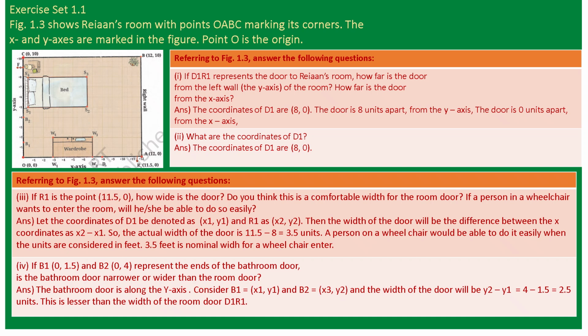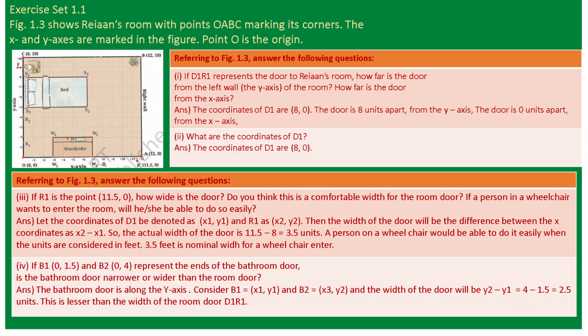We know the point D1, which is (8, 0), as well as R1 (11.5, 0). Now the distance along the x-axis for these two x coordinates will give the width of the room. So we can find the width of the room as 11.5 minus 8, which is equal to 3.5 units. So a person in a wheelchair will be able to do it easily when the units are considered in feet. 3.5 feet is nominal width for a wheelchair to enter.